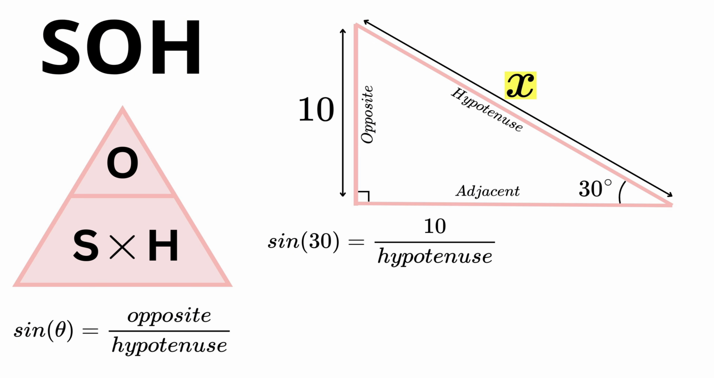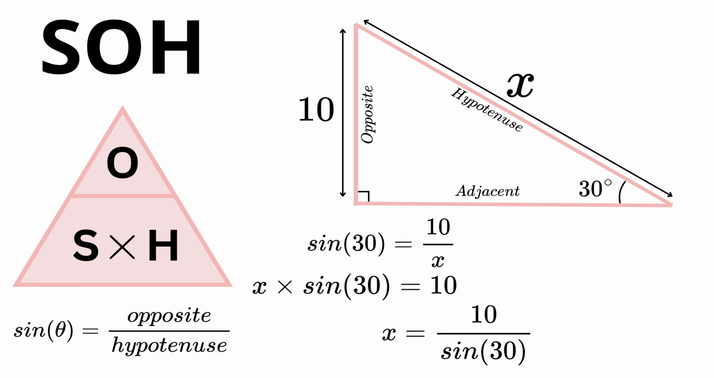So now we have the equation sine 30 equals 10 over x, and when we multiply both sides by x and divide both sides by sine 30, we find that our hypotenuse length is 20 meters long, and we can add it to our diagram. So now we know our hypotenuse length.